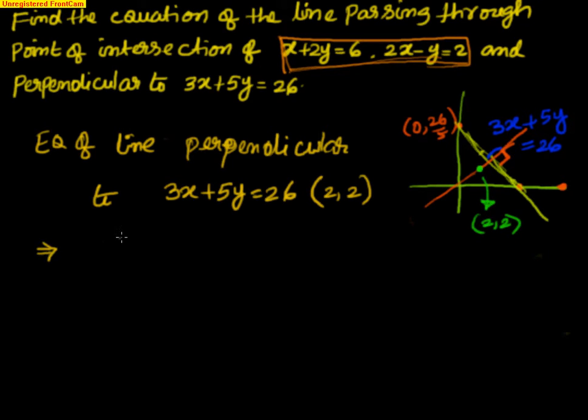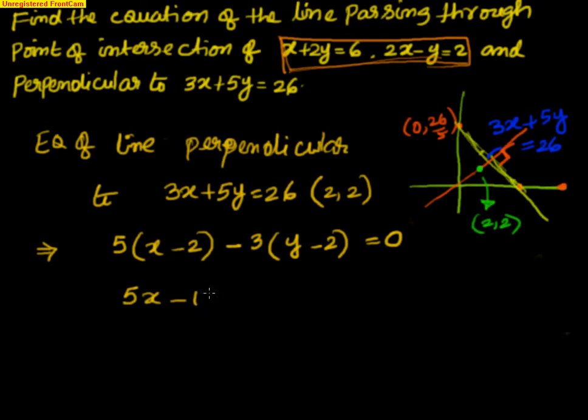earlier, is nothing but 5 into (x minus 2) minus 3 into (y minus 2) is equal to 0. This simplifies to 5x minus 10 minus 3y plus 6 equal to 0. That's nothing but 5x minus 3y minus 4 is equal to 0. I think you are with me, right?